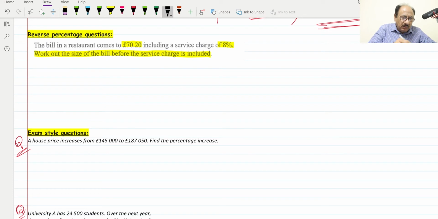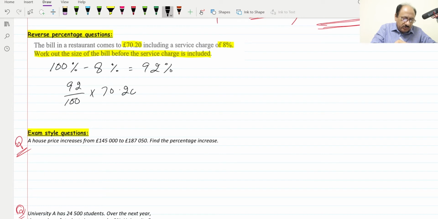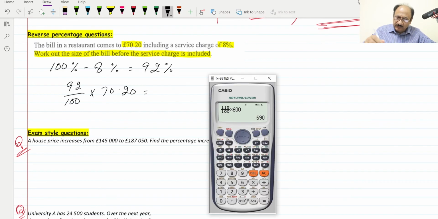So what we can do is directly calculate: 100% minus 8%, we can reduce, and find 92% directly. So we calculate 92% of 70.20, and this will be equal to, we can calculate this.